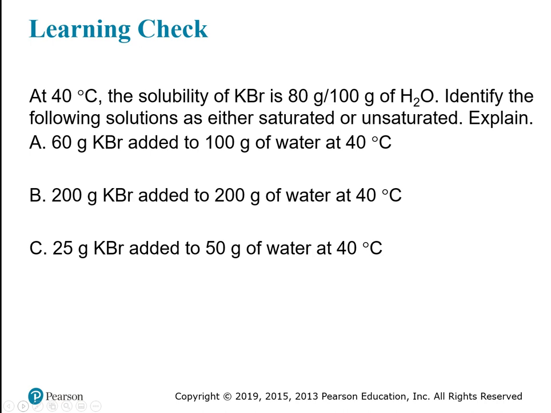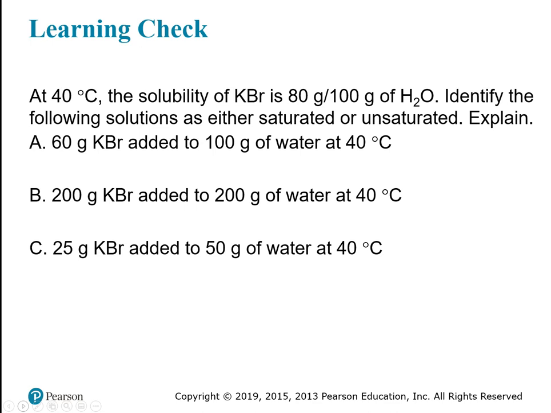So here's another learning check. It's still about solubility, but it's taking a look at some numbers. I'll do the first one, and then you guys can do B and C. At 40 degrees Celsius, the solubility of potassium bromide is 80 grams of potassium bromide per 100 grams of water. You're supposed to identify these solutions as either saturated or unsaturated.